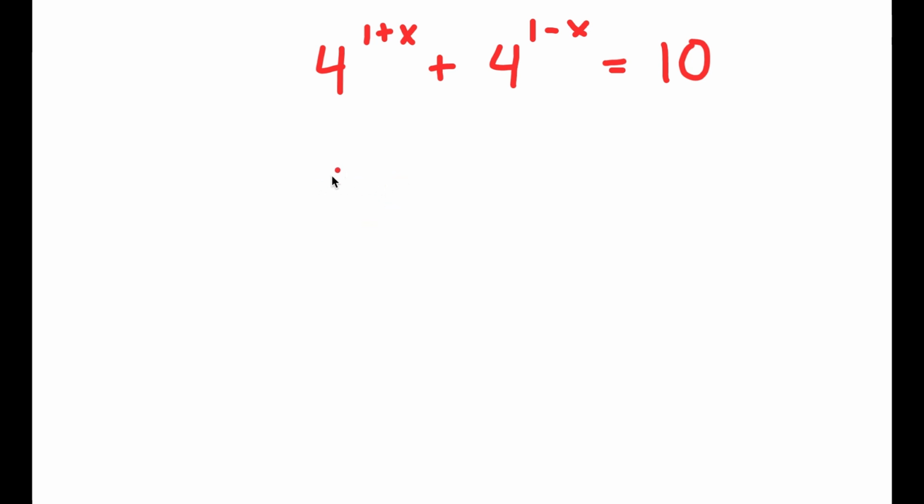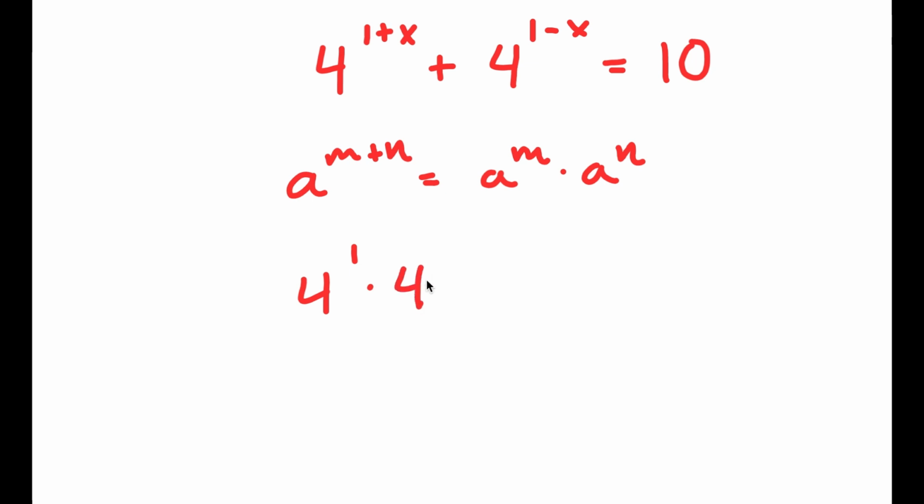Alright, so in this problem, I have 4 to the power of 1 plus x plus 4 to the power of 1 minus x is equal to 10. So to start, if I have something in the form a to the power of m plus n, this is equal to a to the power of m times a to the power of n. So in this case, I have 4 to the power of 1 plus x. So that's going to equal 4 to the power of 1 times 4 to the power of x, plus I have 4 to the power of 1 times 4 to the power of negative x is equal to 10.